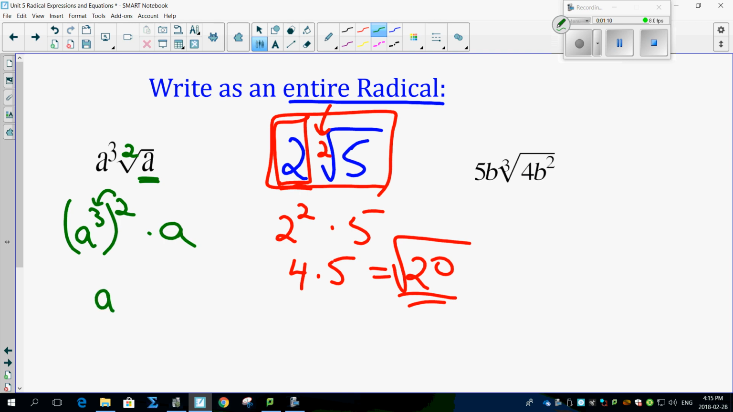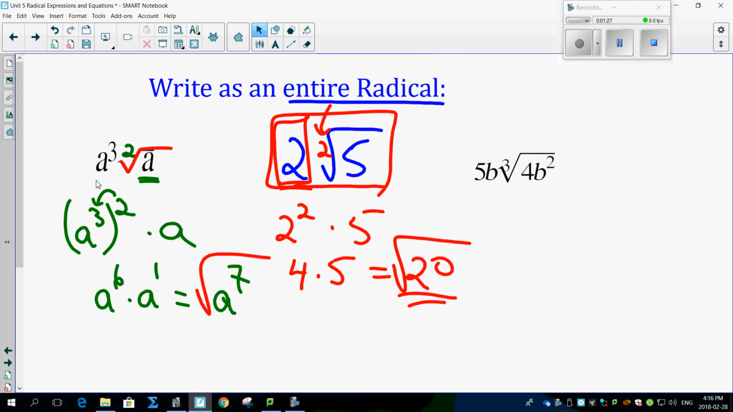So this is a to the 6 times a to the 1, and exponent laws tell us that this is a to the 7. And all you have to do now is look back at the original radical, which was a square root, and say, okay, that's the square root of a to the 7. See how it works? Pretty simple, pretty straightforward.